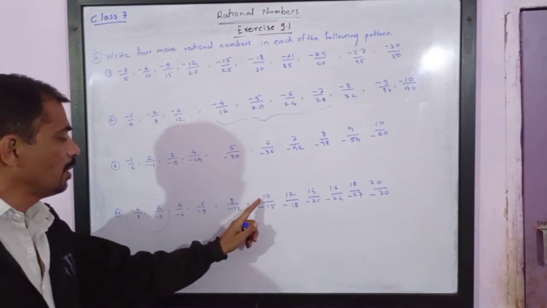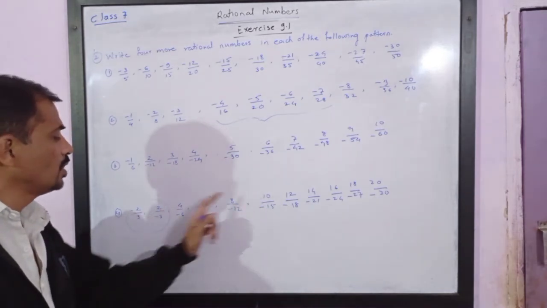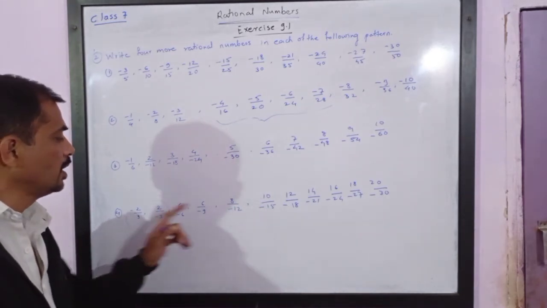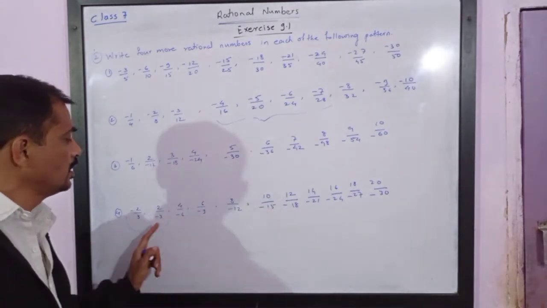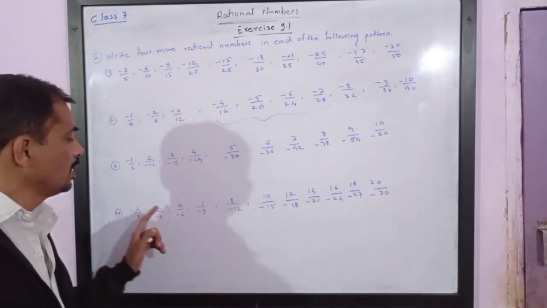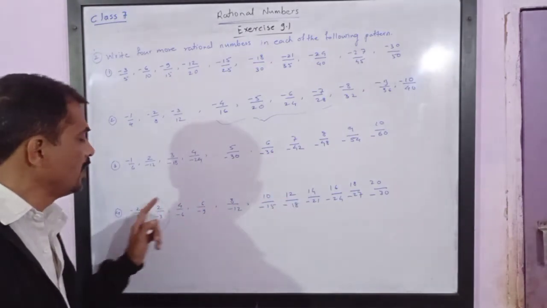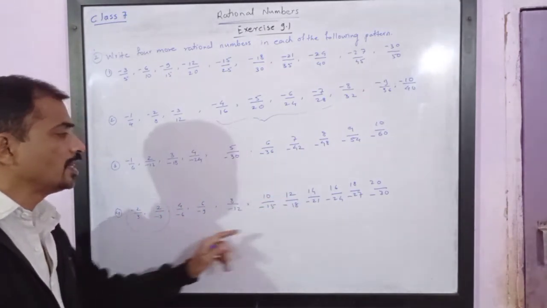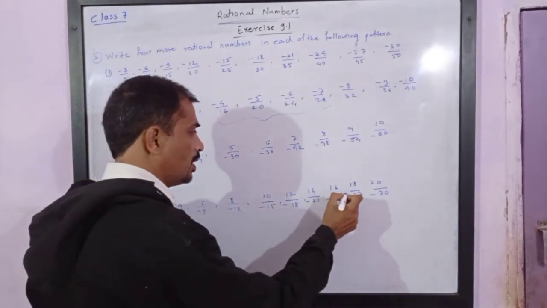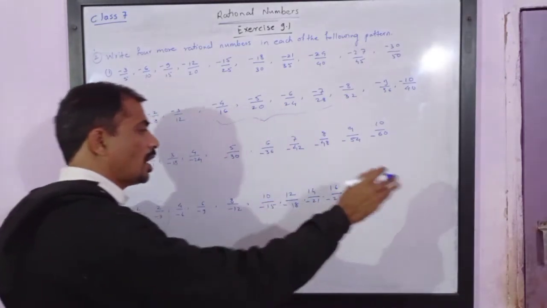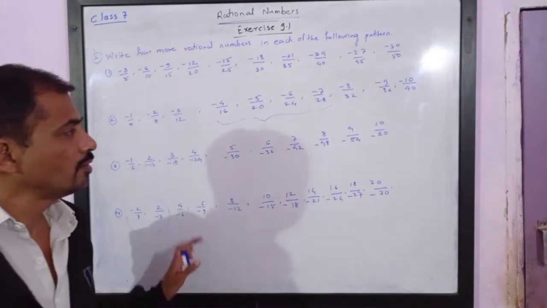The next is obtained by multiplying by 5. 5 2s are 10, 5 3s are 15. The next is obtained by multiplying by 6. 6 2s are 12, 6 3s are 18. Next is obtained by multiplying by 7. 7 2s are 14, 7 3s are 21. And the signs are for the denominators. So these are all equivalent fractions.